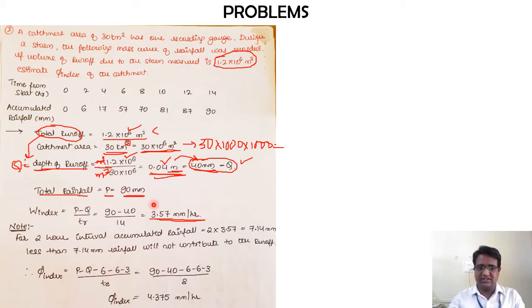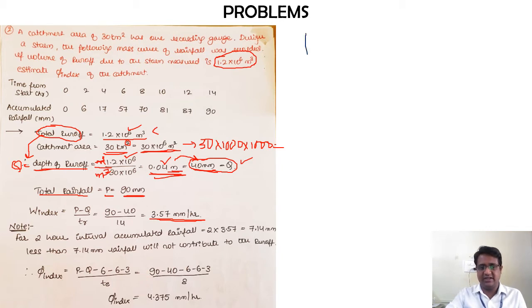Here what they have said is the phi index is 3.57 millimeters per hour. Now note, for a 2-hour interval the accumulated rainfall is 2 times 3.57, so we'll get 7.14 mm. So rainfall less than 7.14 mm will not contribute to the runoff. What do you mean by this? I'd like to explain with the figure.